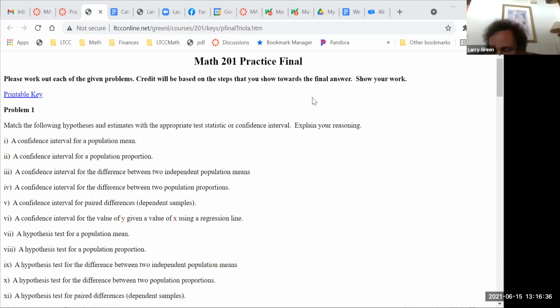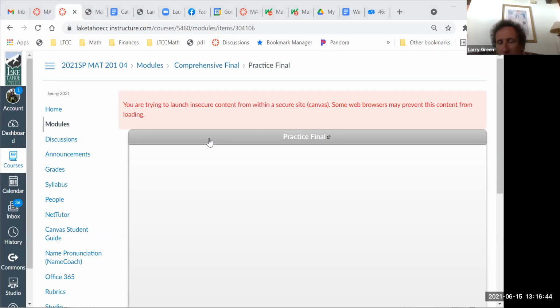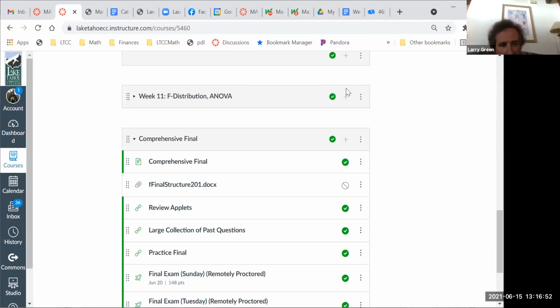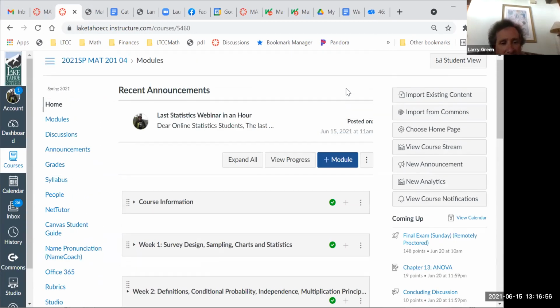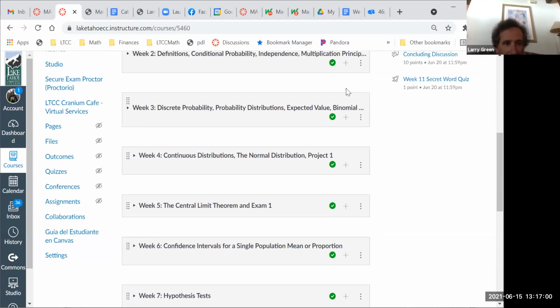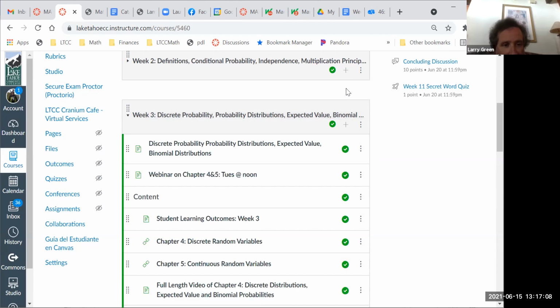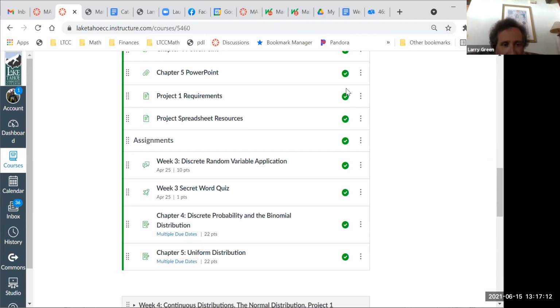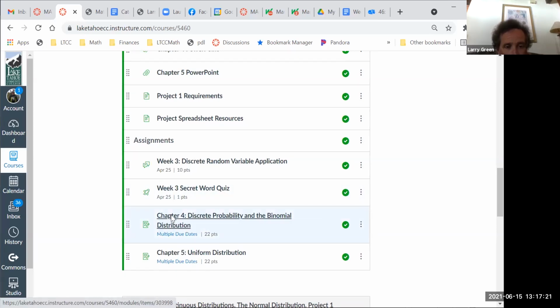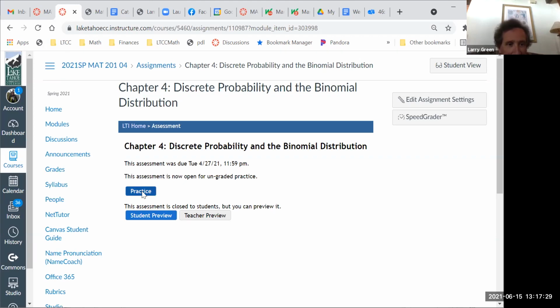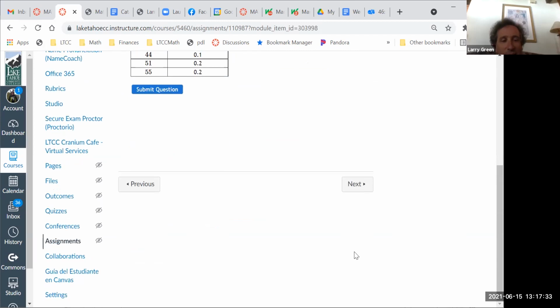Any questions at all on kind of resources? Okay, and as you're thinking about questions, you can go to any chapter. Let's say you wanted to practice things on expected value because you don't remember that stuff. Then you can go to chapter 3, and go to the content, the assignments. You can go to chapter 4. And yours won't say student preview. Just practice. And then you can go work on these problems.